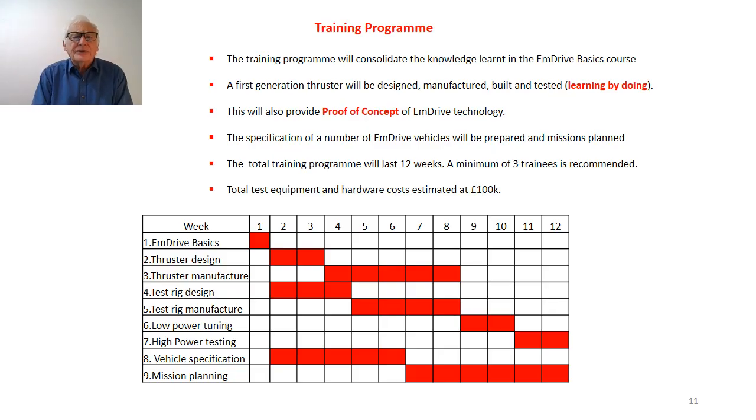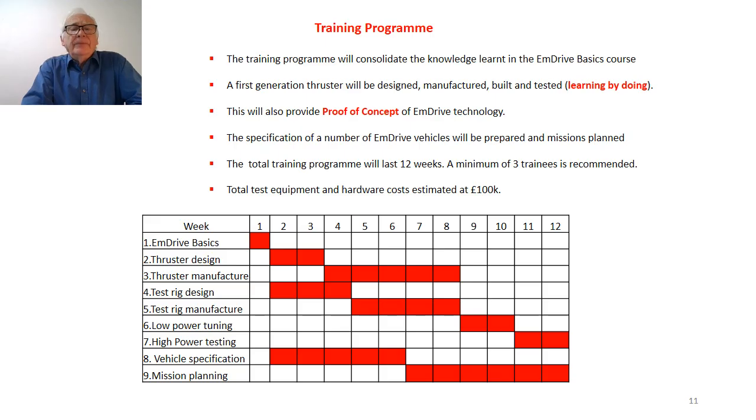And it will consolidate the knowledge by basically getting a team of engineers to design, manufacture, build and test a first generation EmDrive thruster. This is all learning by doing, which is by far the best way of learning. The idea is you will end up at the end of this 12-week course with a proof of concept thruster, which hopefully will enable you to encourage investment into the subsequent development programs.